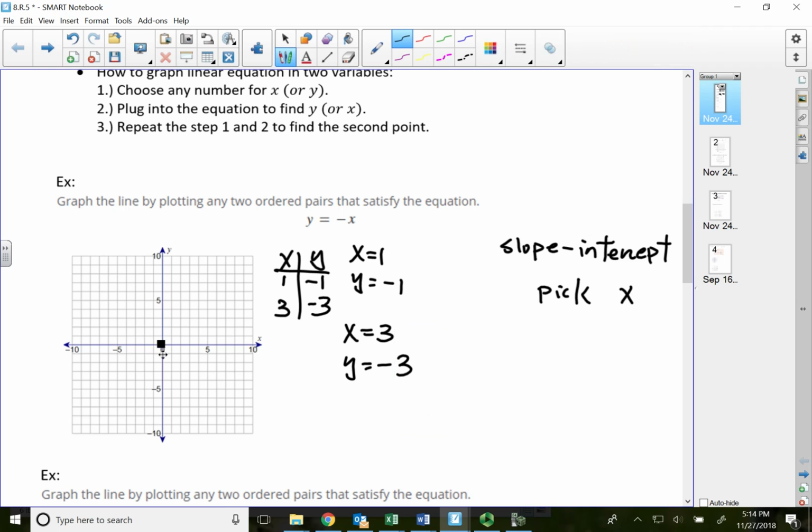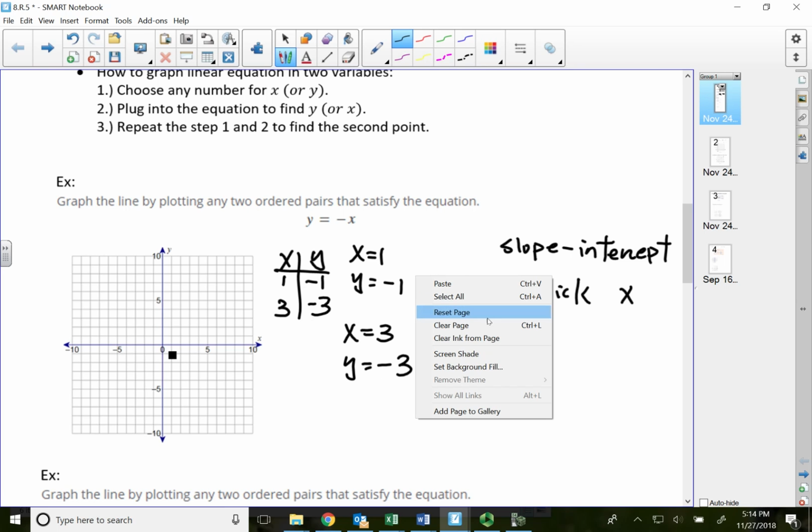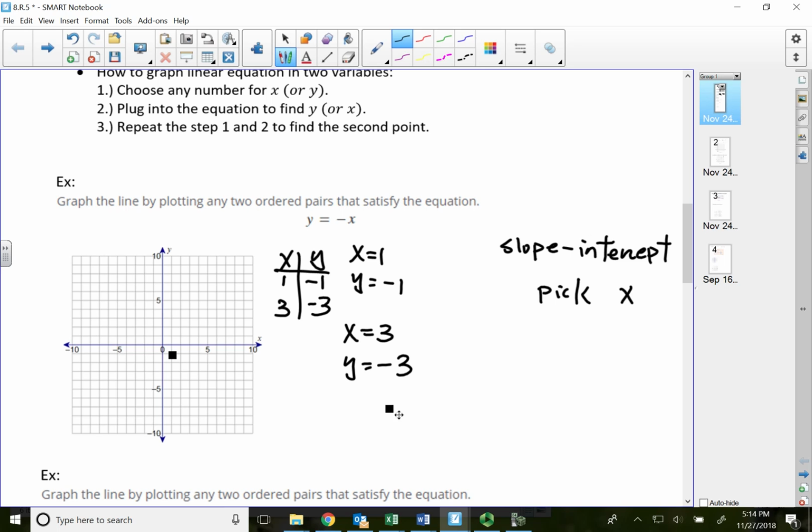So 1, -1: to the right one, down 1. That will be right there. So now, there are 2 ways we can do this. You can click on the coordinates, and it will plot for you, or the homework will ask you to enter 2 points. So it depends on the problem.